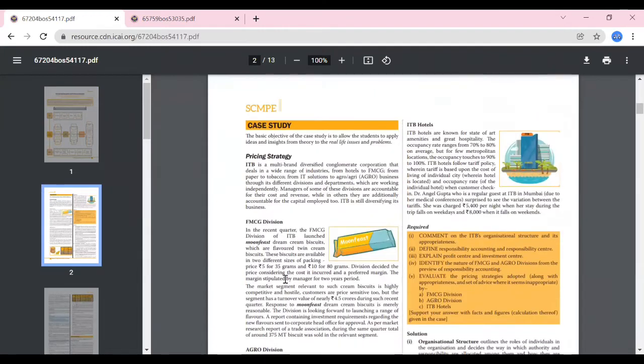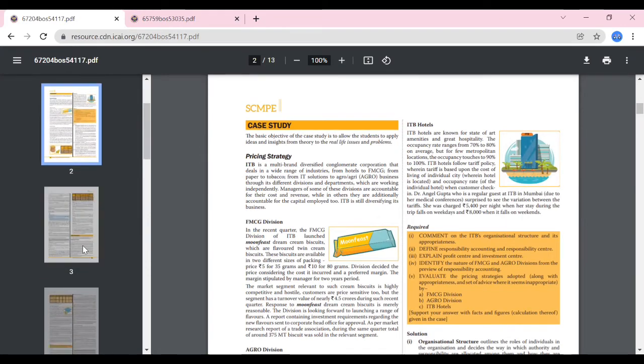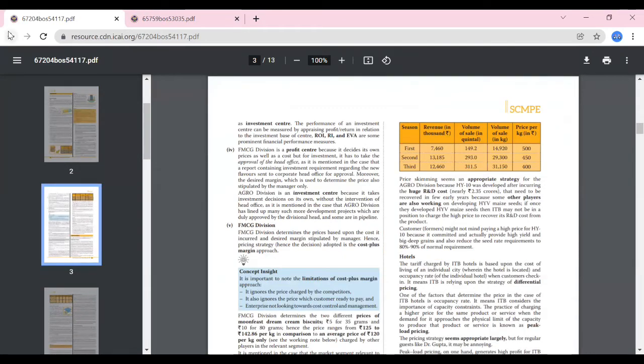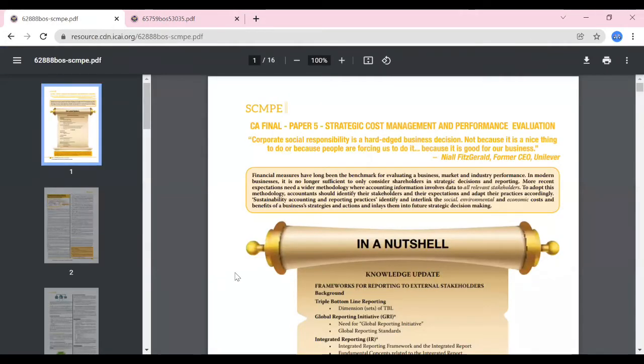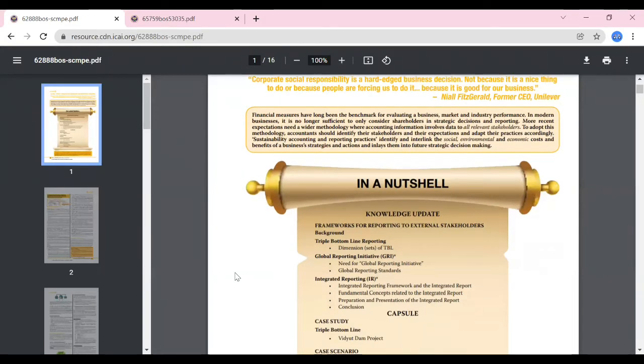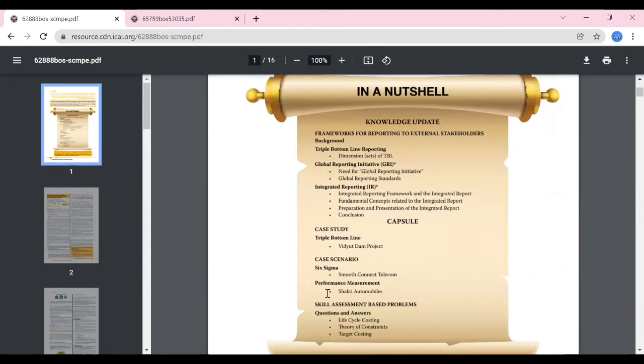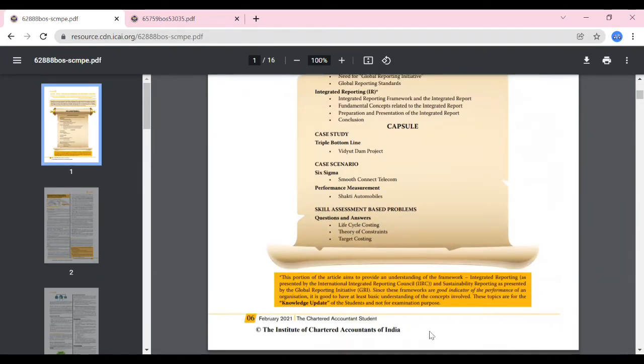And again, like I said, for SCMPE especially, every question is very important. So of course, you should go through this. It's always good for practice. There was also an additional knowledge update released by ICAI in the student journal. It was regarding the integrated reporting framework and global reporting frameworks on sustainable reporting. So this was more for knowledge, and ICAI had specifically mentioned that it is not for examination purposes.